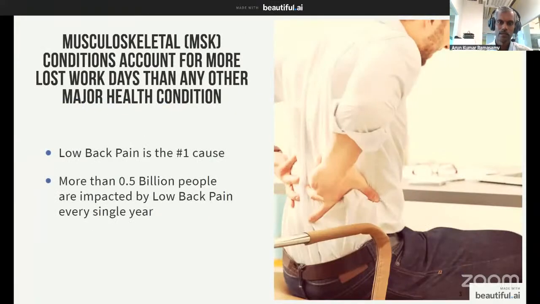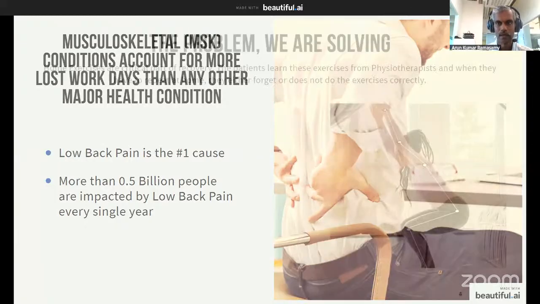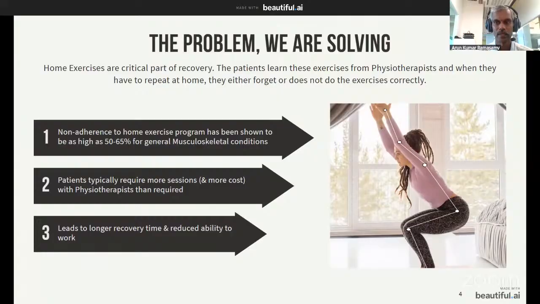The main issue that we're trying to solve is musculoskeletal conditions. This is one of the most prevalent issues, and it accounts for the number of working days lost. MSK conditions rank at the top when compared to any other condition. Low back pain is one of the major reasons, and there are estimates that more than 500 million, or 0.5 billion, people are impacted by low back pain every single year. This is the area that we primarily look at.